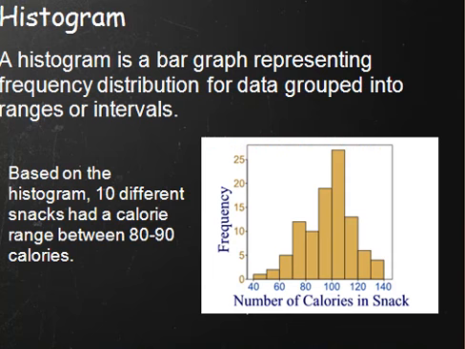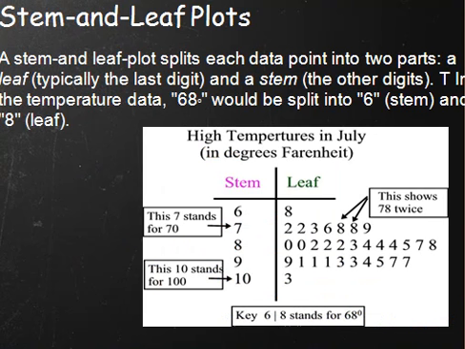Histograms are another way to look at frequency where the bars are clumped together, giving us ranges instead of actual categories. Therefore, if we want to know how many snacks had a range between 80 and 90 calories, we could see that there were 10 of those snacks. Stem and leaf plots are another way in order to represent the data.